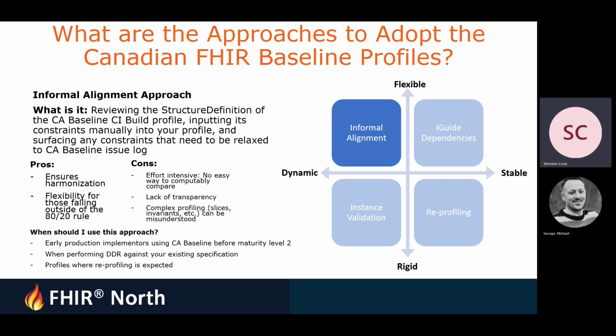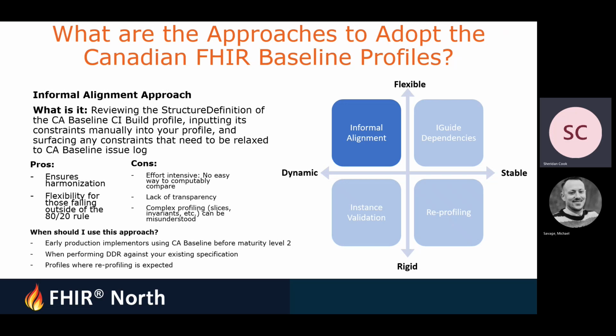It's pretty much a visual, very manual comparison of the profile differential, and it's essentially just going through what the cardinality and the must support flag constraints are that have been taken in the Canadian baseline, what terminology has been recommended, and then trying to carry that over manually into your profile. So to say, okay, I can see it's this, and I'm going to try to apply the same decision making.